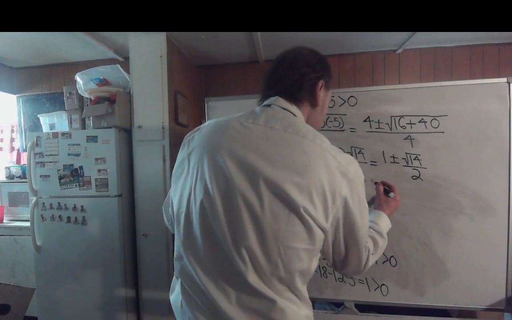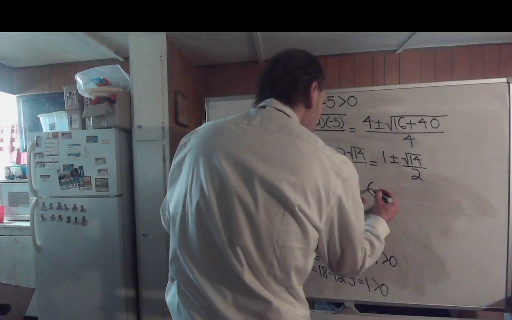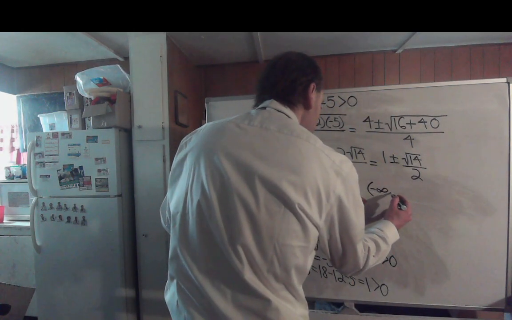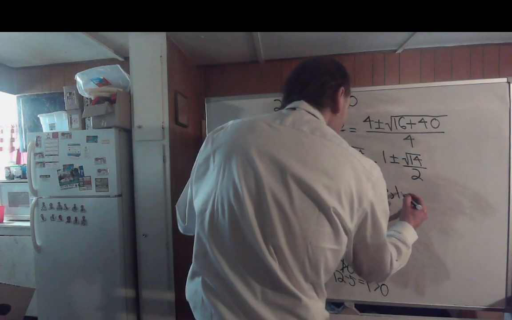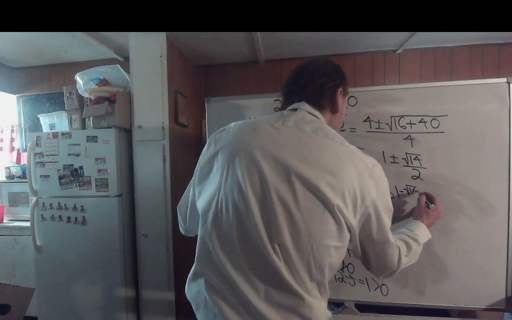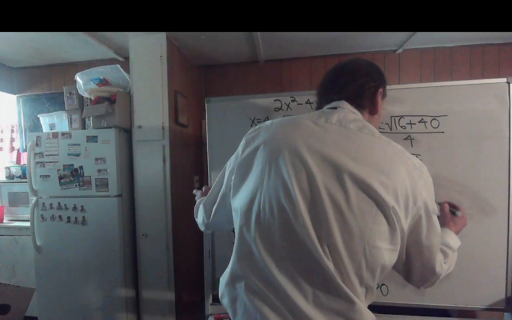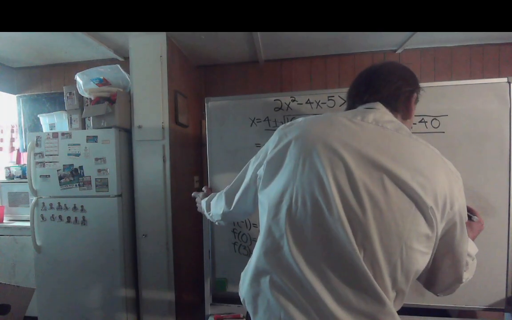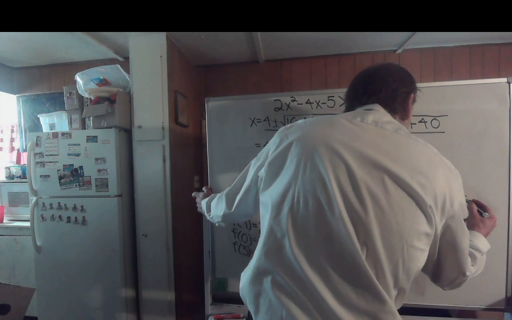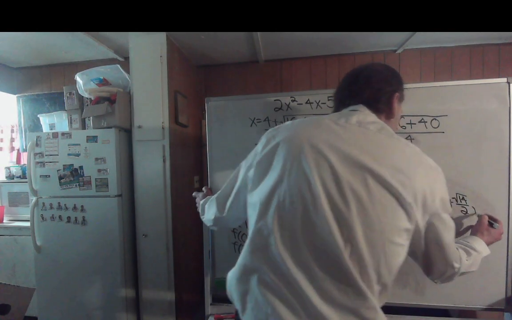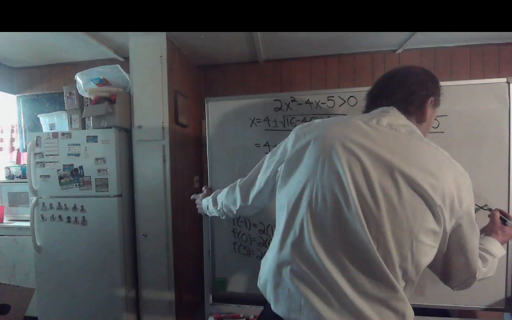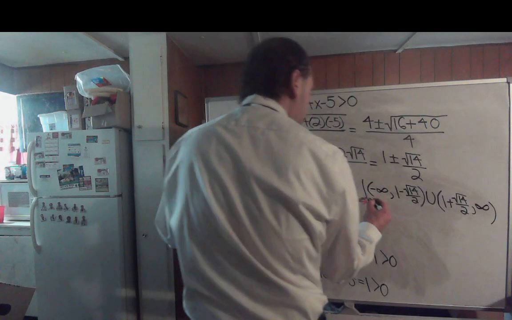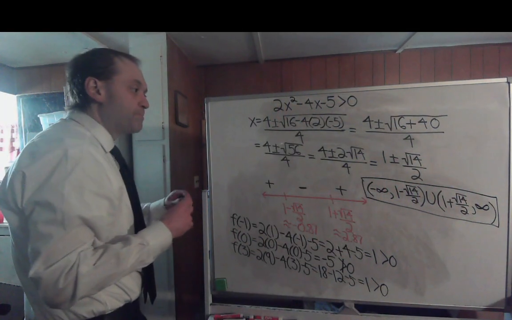So the solution sets are going to be negative infinity to 1 minus the square root of 14 over 2, non-inclusive, so put a parenthesis around it, in union with the set of 1 plus the square root of 14 over 2, non-inclusive, so put a parenthesis next to that, and then to infinity. So yes, that looks hideous, but that would be your solution set by the quadratic formula.